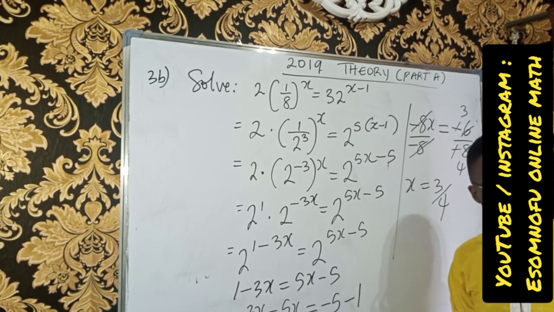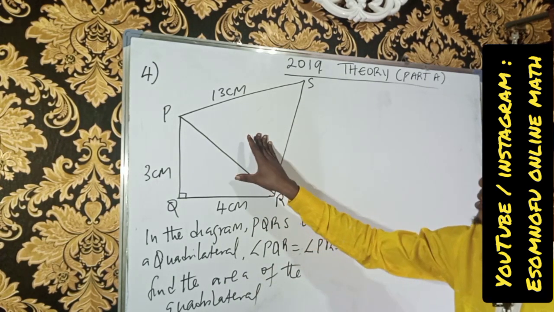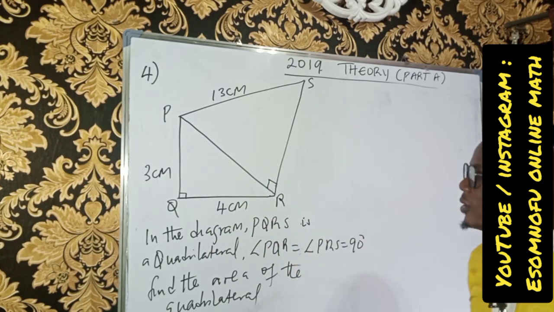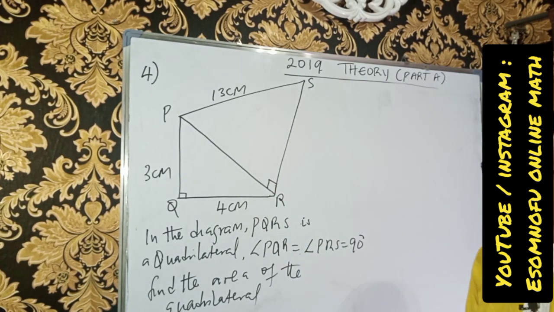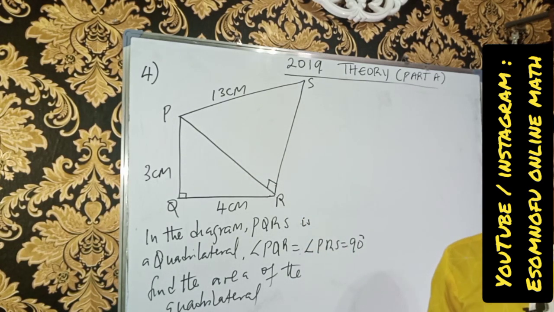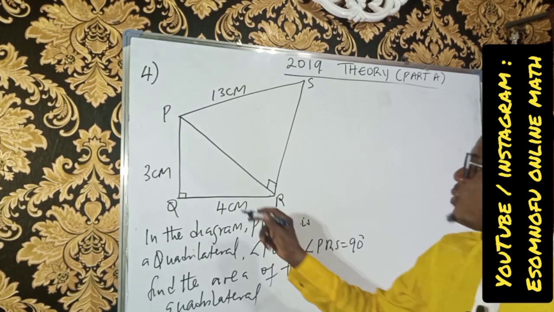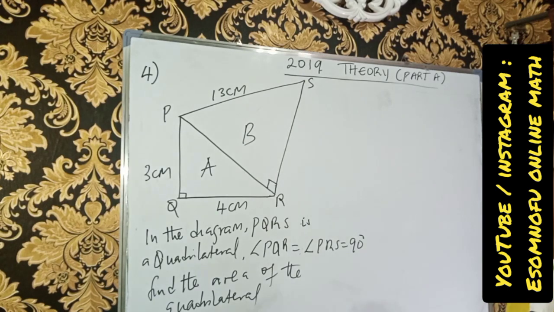Let's take the next question. So in the fourth question, we are asked to find the area of this quadrilateral, given that this angle and this angle are 90 degrees. But I want you to understand that this is not a trapezium, it is not a parallelogram, there is no particular shape we call it. Just know that it is a quadrilateral. So there is no straightforward formula for calculating the area, instead we consider the quadrilateral as consisting of two triangles.